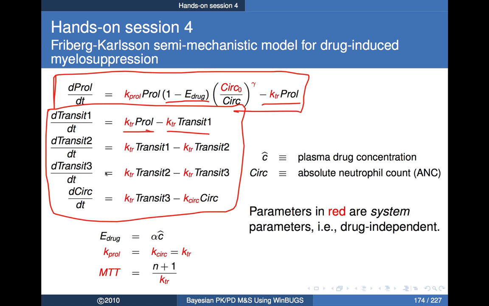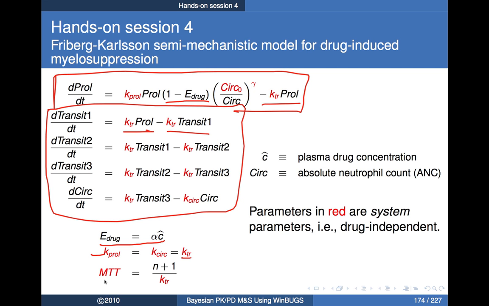And then finally, for our drug effect, we're going to do that using probably almost the simplest model possible here. I guess the simplest might be just an on and off, but we'll have it as just a linear model in this case. So E drug is just proportional to the predicted plasma concentration of our drug. So alpha then is a parameter characterizing that effect. We are making the assumption here that our rate constants are all equal. The K-prol, K-circ, and KTR are all going to be the same, and I'll refer to them in terms of KTR when we actually code this out.